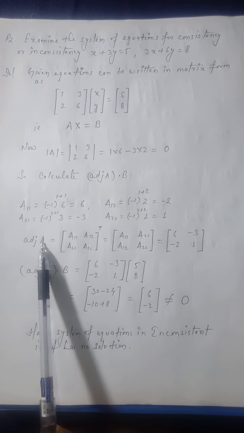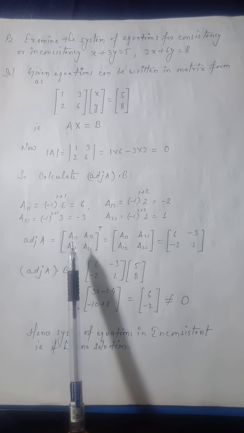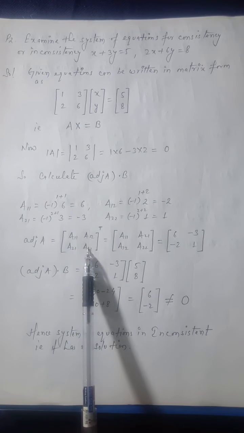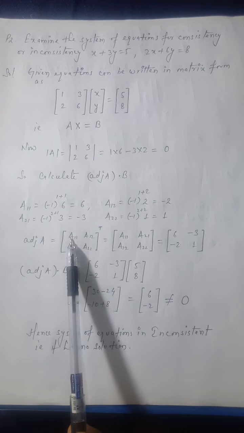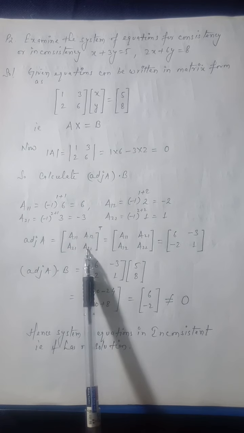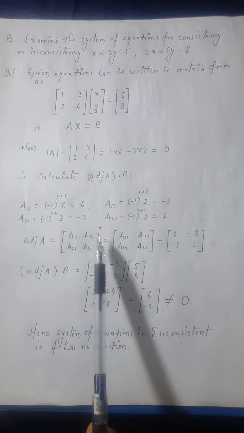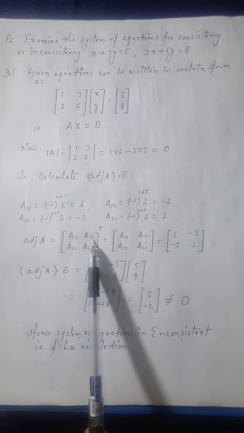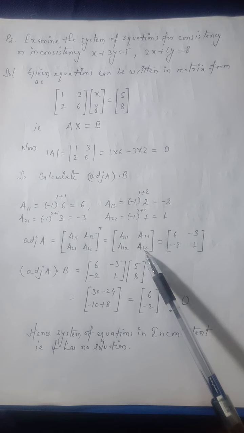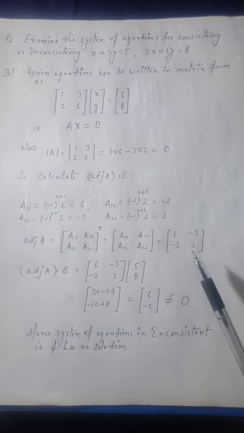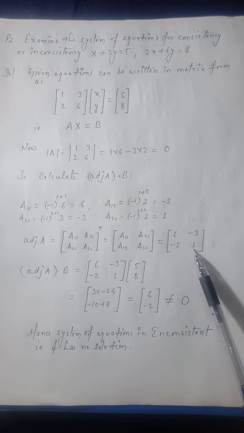Now adjoint of any matrix means you remove the elements, put the corresponding cofactors and take the transpose. Process is simple. Find out cofactors of elements, replace the elements, put the cofactors and take transpose. So when we will take transpose, this row will become column and the second row will become second column. Now all the 4 values are already calculated. So this is the adjoint of A, which is [6, -3; -2, 1].